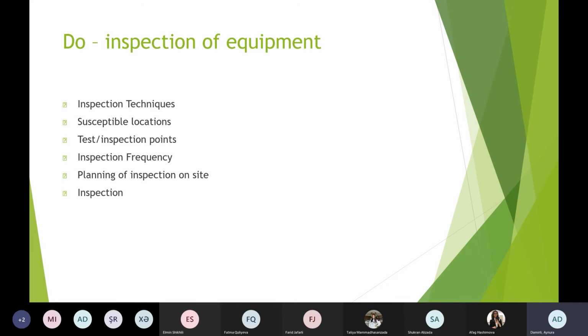So the engineering part is done in this section, and this is execution. We are executing inspection on site, like preparation on site. For example, if it's insulated piping and we cannot do inspection on it, or the coating is degraded and we need to remove the coating to do inspection. This is just preparation on site for inspection. And the inspection itself, we are doing inspection, and this is under the Do part.